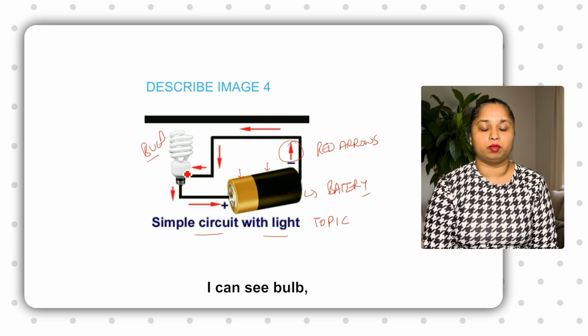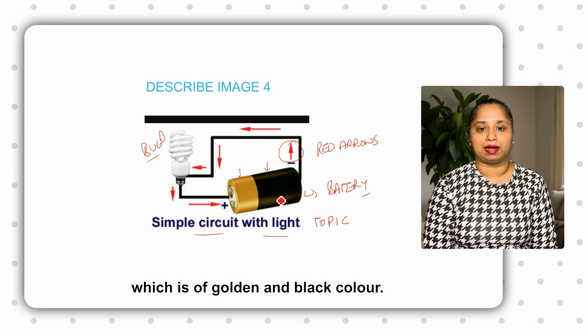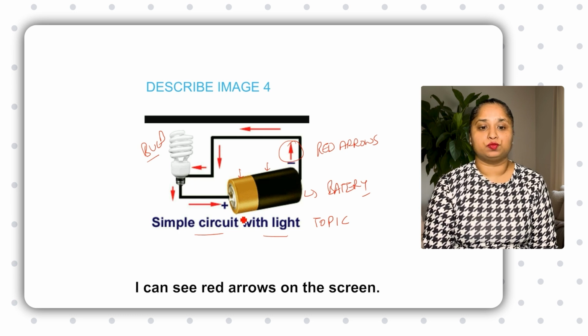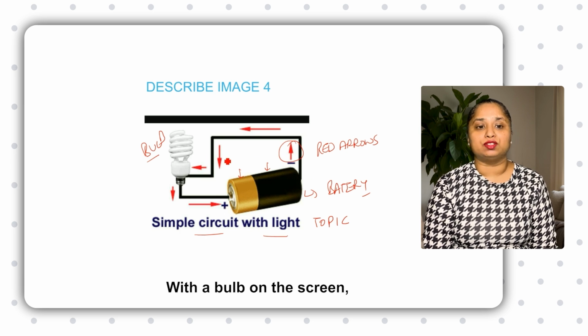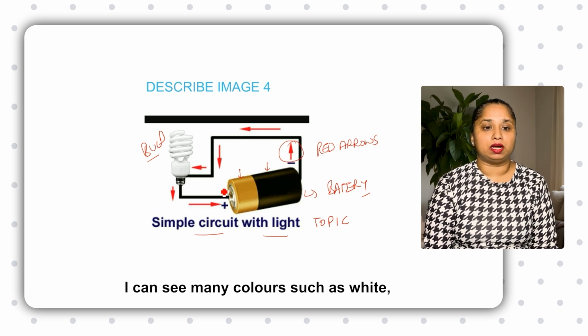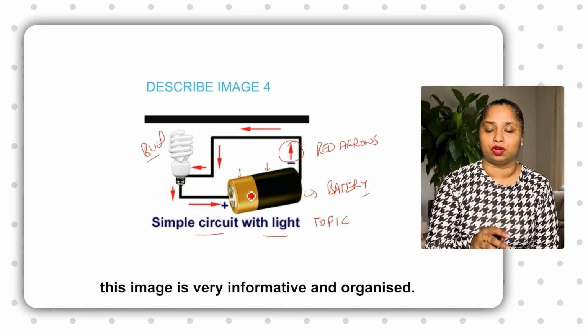On the screen, I can see bulb, which is of white color. On the screen, I can see battery, which is of golden and black color. On the screen, I can see red arrows. On the screen, I can see battery is connected with both positive and negative ends with the bulb. On the screen, I can see many colors such as white, red, black, golden. Overall, this image is very informative and organized.